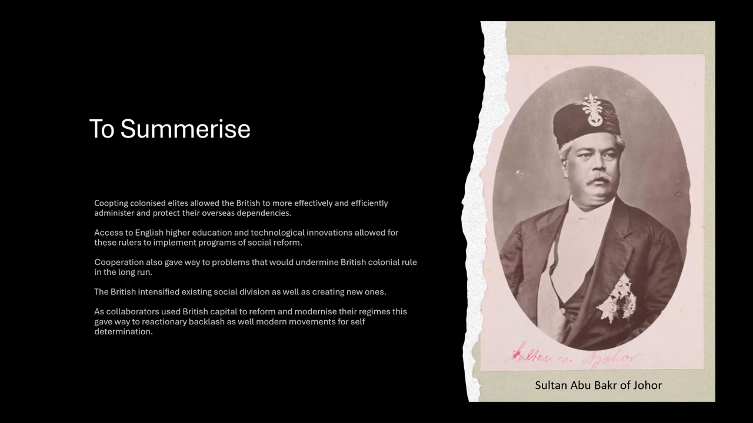The British co-opted local rulers to more effectively control their foreign dependencies and to secure strategic allies to protect their interests against competing European powers. Co-opting ruling elites was a means to establish legitimacy of British rule and exercise its colonial power.